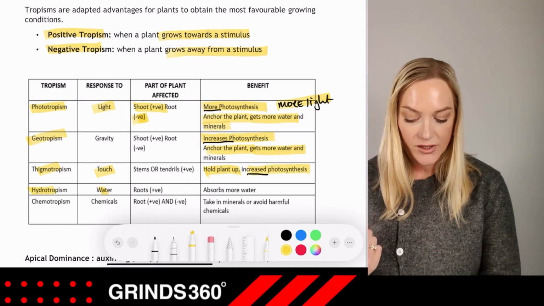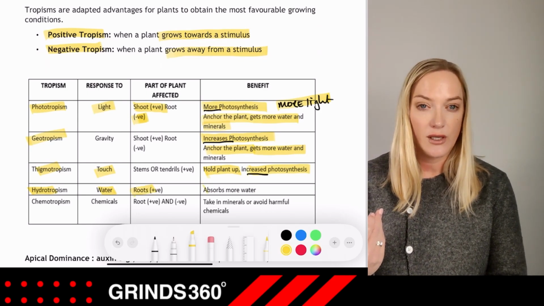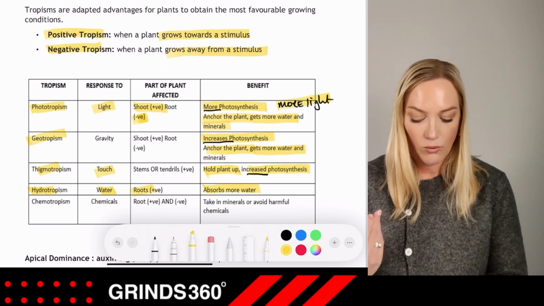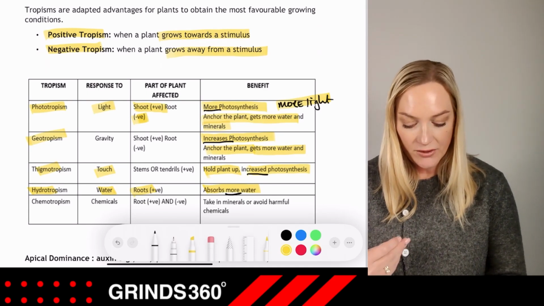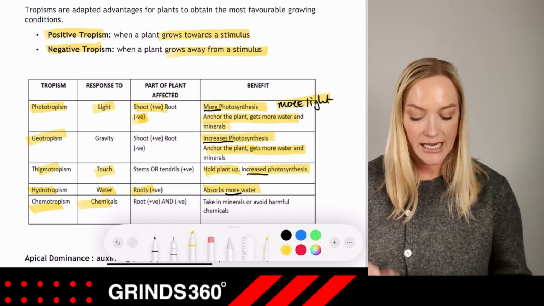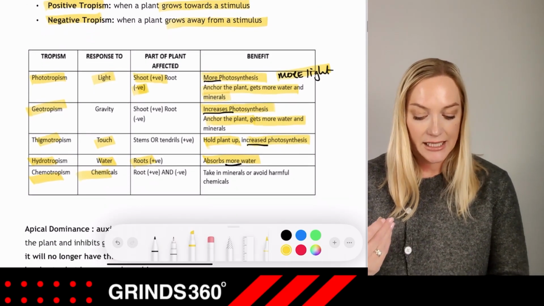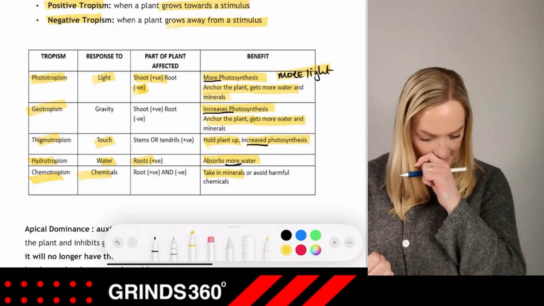Hydrotropism, to water. A positive response of this is that the roots will absorb more water. Again, I'm emphasizing the word more there. And chemotropism, response to chemicals. So the roots can have a positive and negative effect, and that is that it can take in minerals or that it can avoid harmful chemicals.